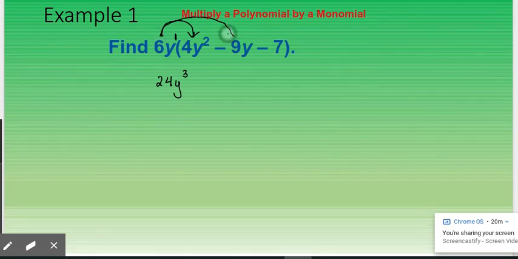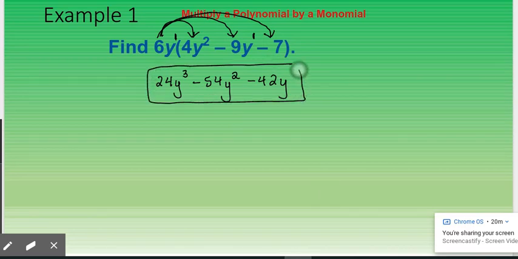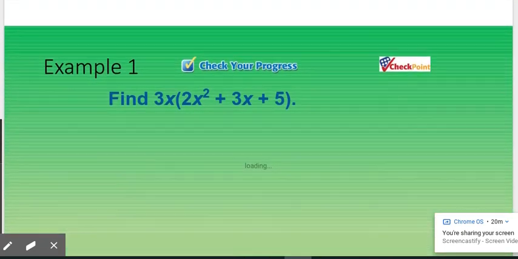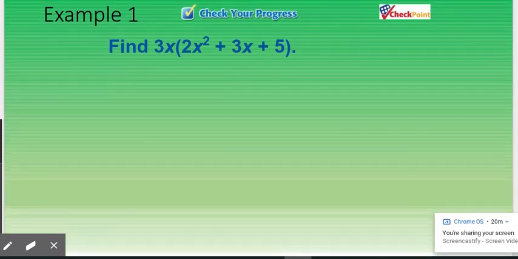6y to the first times negative 9y to the first. This would be negative 54y squared. And then we have 6y to the first times negative 7. That'll be negative 42y. And that's it. There's no like terms, so I'm finished. Okay. I want you guys to go ahead and try this one on your own.